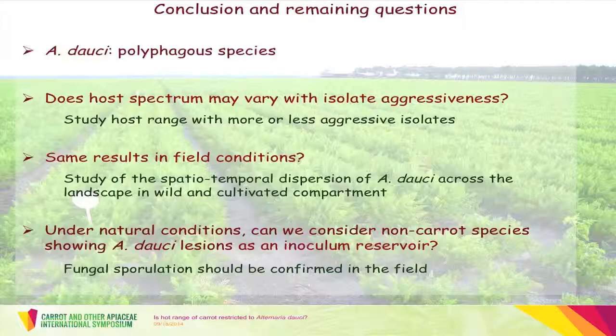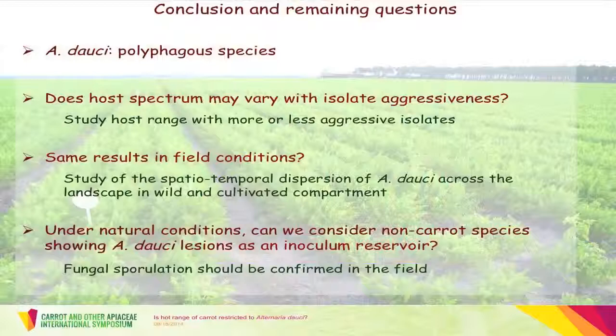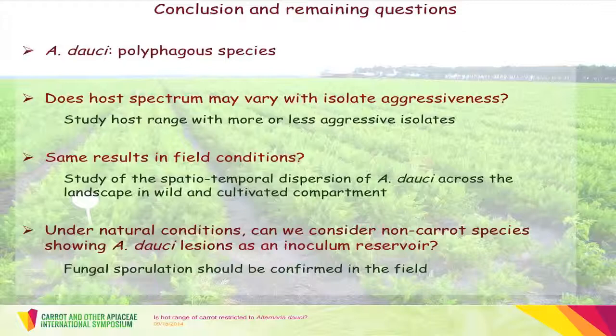We don't know. So here it could also be interesting to add a study of the dispersion of Alternaria dauci in space and during the year, and to see if we obtain the same results. And also the last question is, can we consider the non-carrot species showing Alternaria dauci lesions as an inoculum reservoir? Because here we had very good conditions for the fungus to develop, so maybe the fungal sporulation would not be observed in the field.